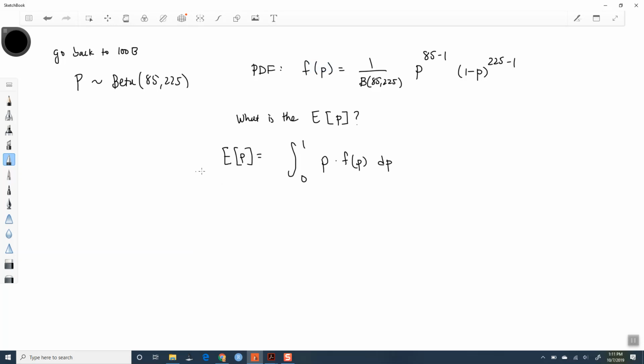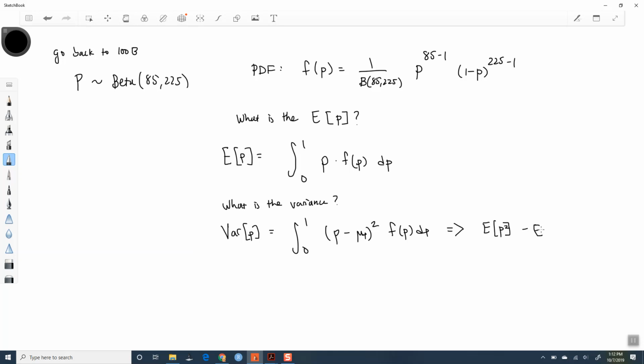If we wanted the variance, what do we do? The integral of p minus mu sub p, squared, times f of p dp, and it can be simplified to E of p squared minus E of p, quantity squared. If we wanted E of p squared, it's the integral from 0 to 1 of p squared f of p dp. How do we get this?